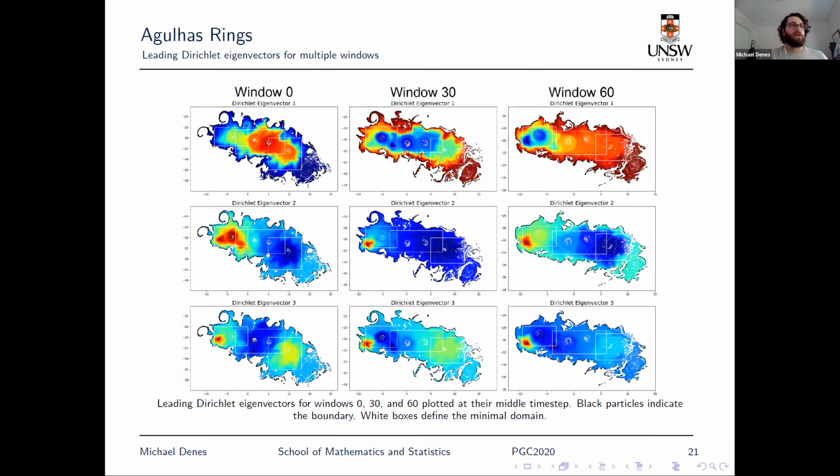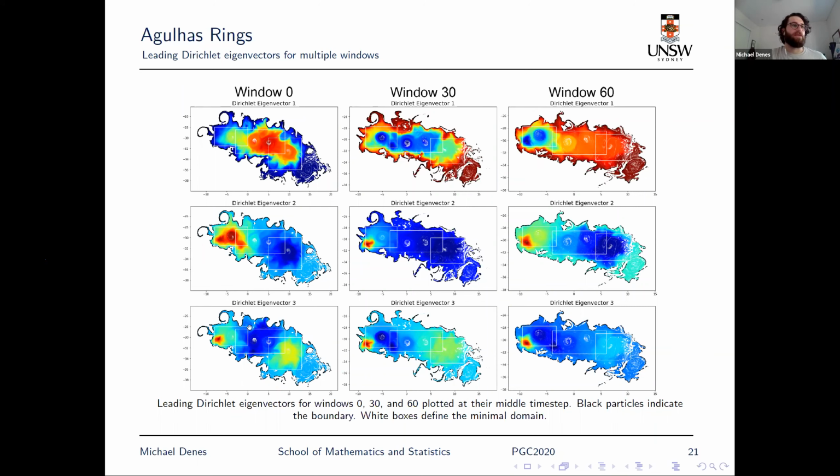The second eigenvector shows that this region on the left, this dark red region, minimally mixes with this dark blue region. And this red region, in fact, is part of an eddy. And then the third eigenvector shows this small red region on the left, which isn't an eddy, minimally mixes with the dark blue region in the middle, which is sort of a mix of 2 eddies. And we can see that between Windows 0, Windows 30, and Windows 60, similar features are being picked out. Not exactly the same, but similar features.